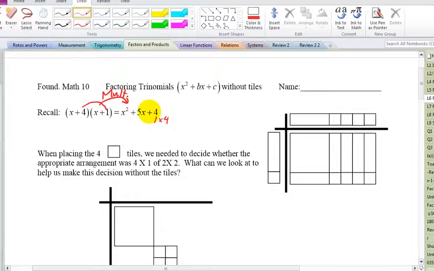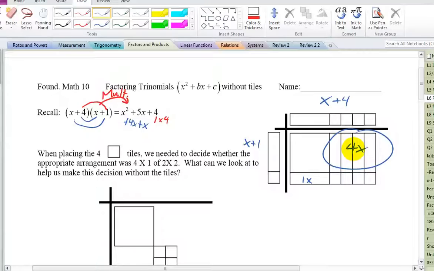But how do we get the 5x? 5x is from the 4 times the x to give us 4x, as well as the x times the 1 to give us 1x. Now we have that drawn for you over here with your algebra tiles. So here we have x plus 4, here we have x plus 1. And now you can see the two parts. Here is 4x, here is 1x. So we have to combine our x's together.